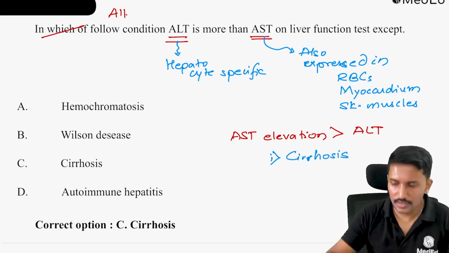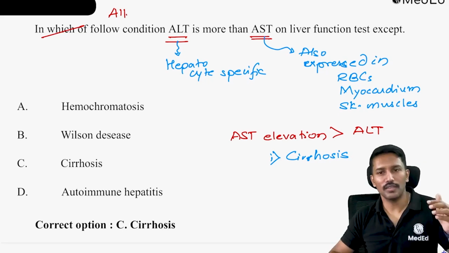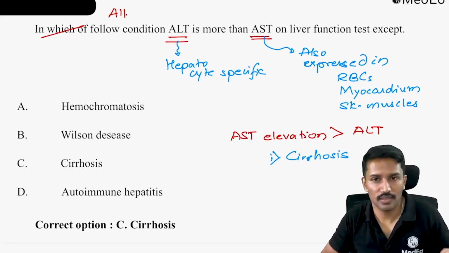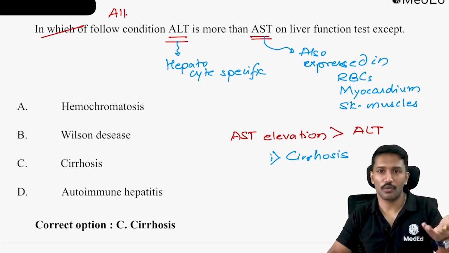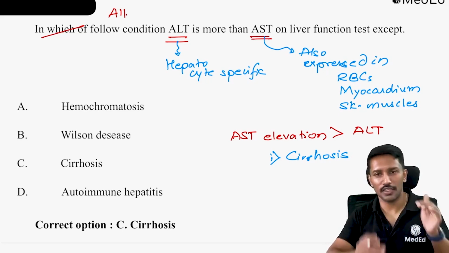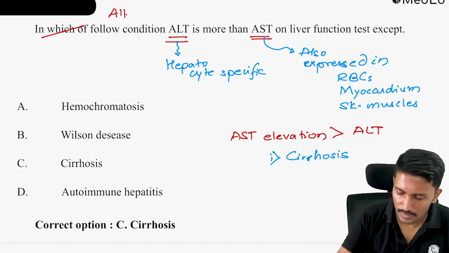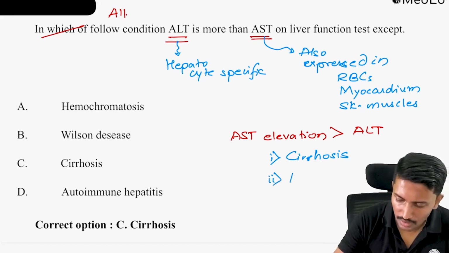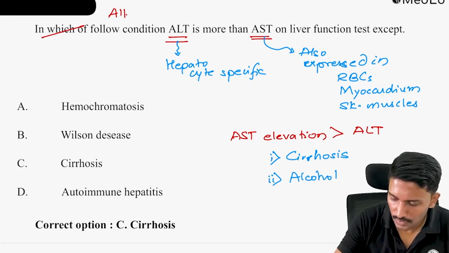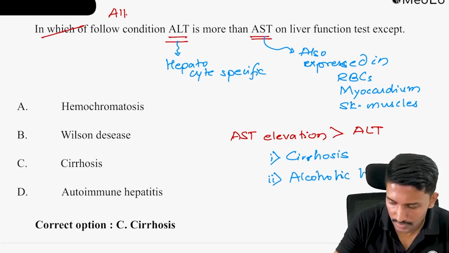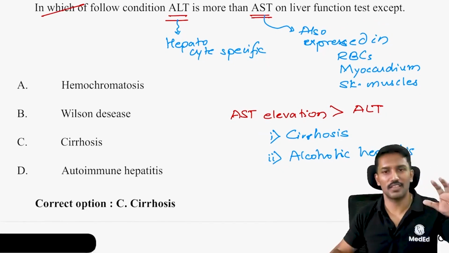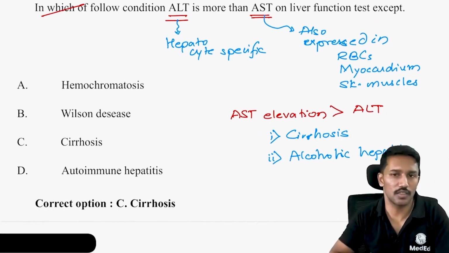Cirrhosis of liver. So basically in cirrhosis, the hepatocytes are already replaced by fibrotic cells, and that is why you may not be able to produce a good amount of ALT. That is why your ALT will be relatively lower in comparison to AST. And the second condition is alcoholic hepatitis. I'll tell you why alcoholic hepatitis is a classical example where AST is grossly elevated in comparison to ALT.